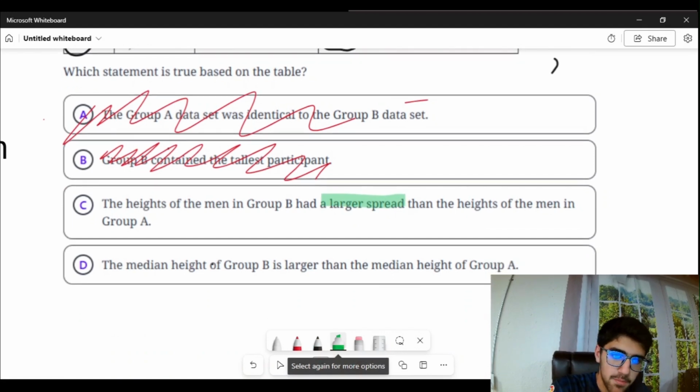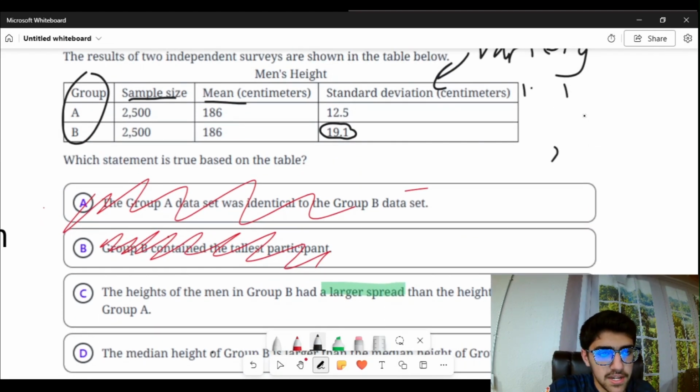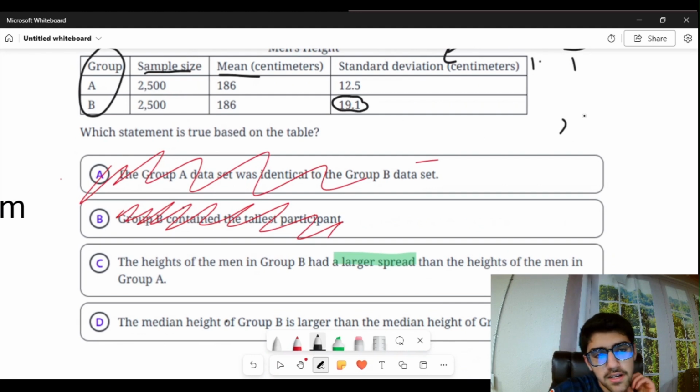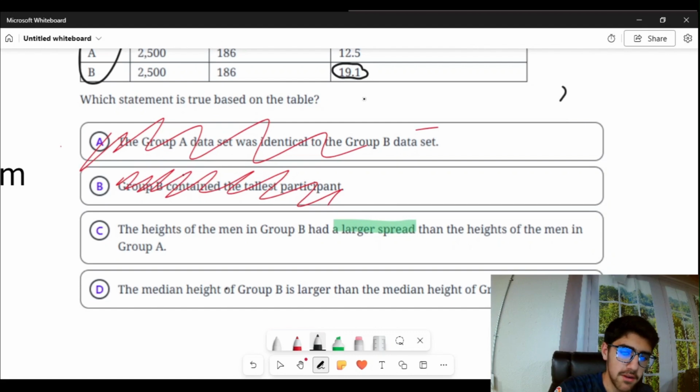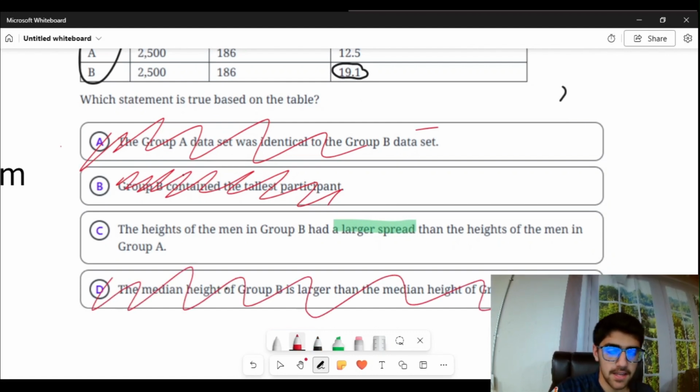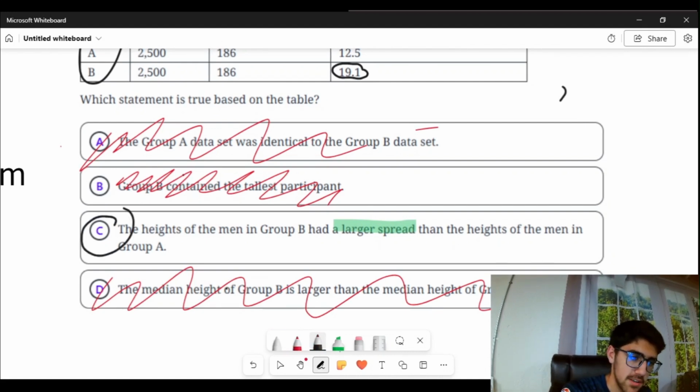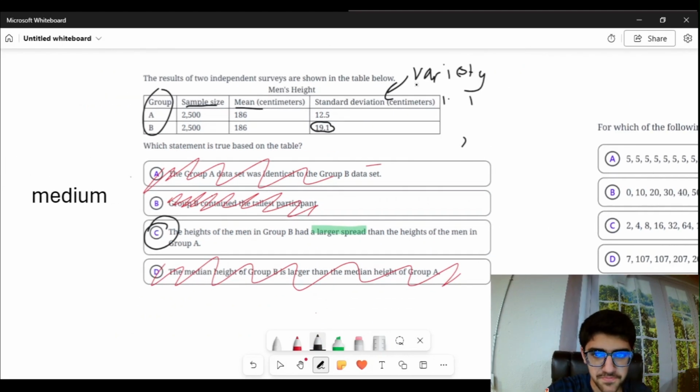The last one says the median height of group B is larger than the median height of group A. You can't really assume anything about the median from having the mean and the standard deviation, because the mean is the same. Although the standard deviation is different, like I said in the beginning, the median isn't impacted by outliers as much as the mean. So you can't really assume anything about the median from here. If you're sure about one and unsure about D, then it's the one that you're sure about. Don't overthink it.